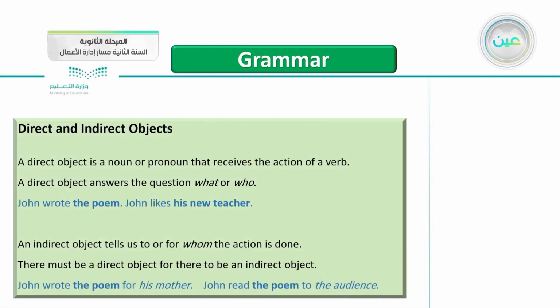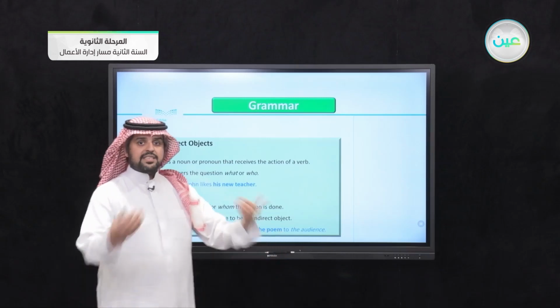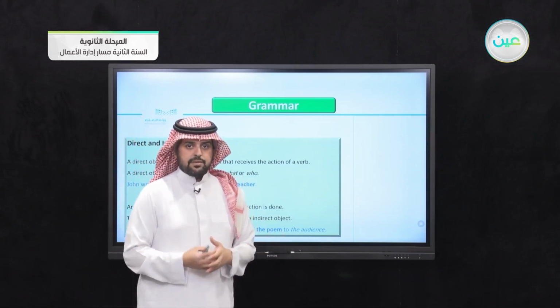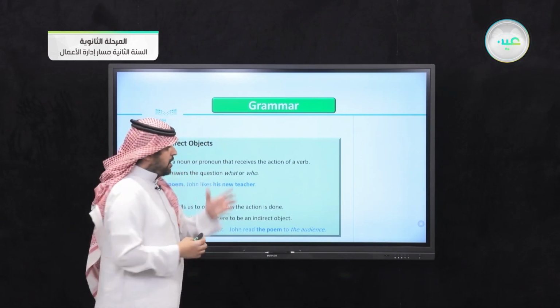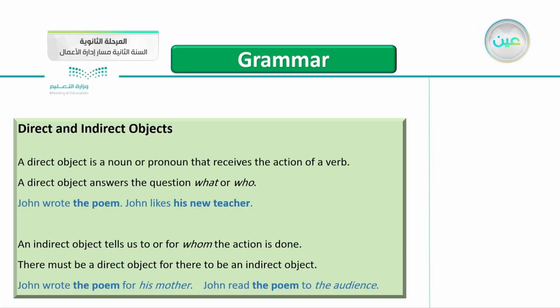A direct object is a noun or a pronoun that receives the action of a verb. Let's call it the receiver, for example. A direct object answers the question what or who. For example, here we say John wrote the poem. John likes his new teacher. So this is the answer to what or who.